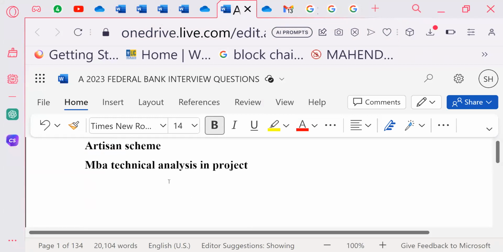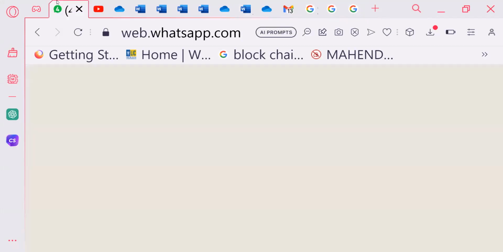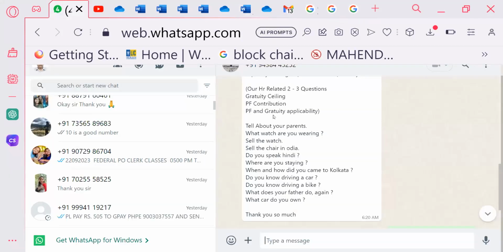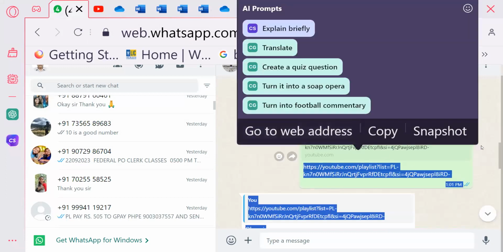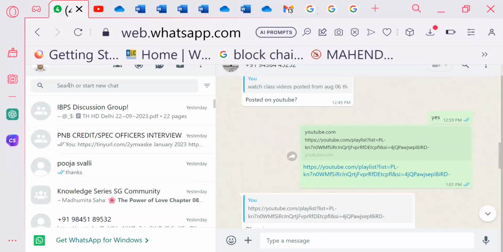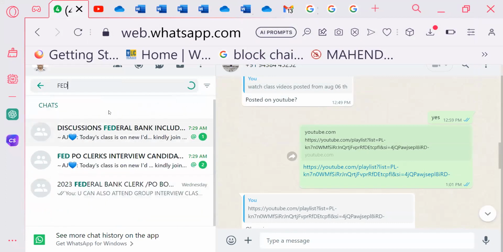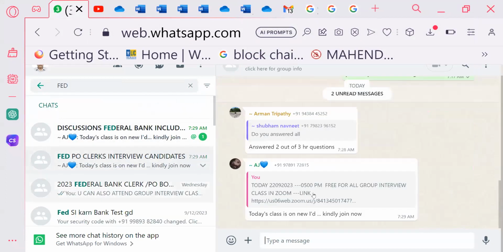Artisan scheme. What is this? I think it is a scheme, maybe from the angle of Federal Bank, they would have asked. Very good. Today, I got one material and I posted it in our group. What is that about? I found it very interesting. One minute. I found a material very interesting and I posted it.